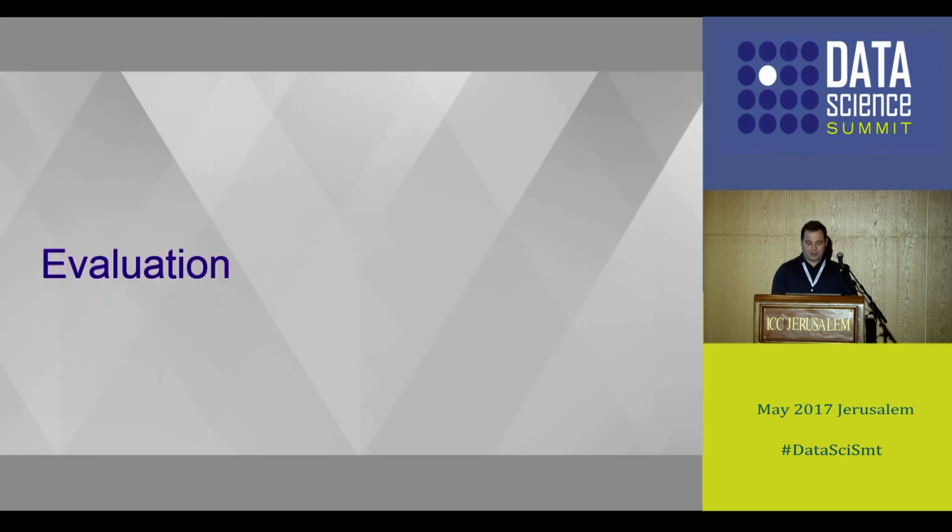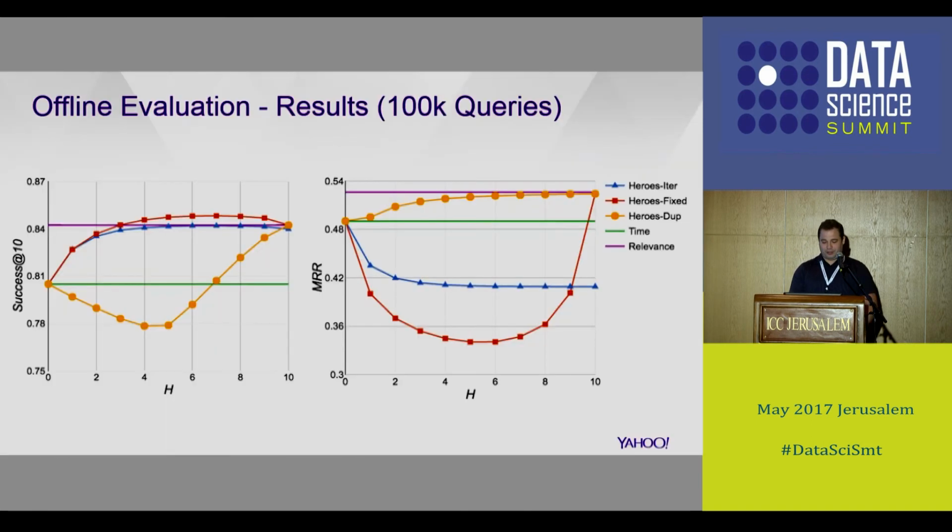We evaluated them. First, we did an offline evaluation, where we chose 2 metrics that are industry standard. Interestingly, they behave differently for different metrics. For example, for the success at 10 metric, which measures whether the click was in the first 10 or not, we see that the first algorithm, the duplicates one, is worse than even sort by time, while the fixed and the iterative are good in that metric. They just improve as the number of heroes grows.